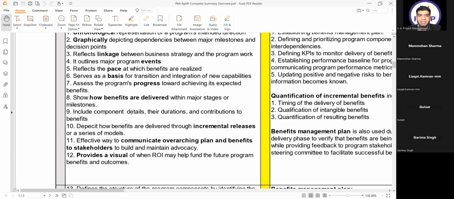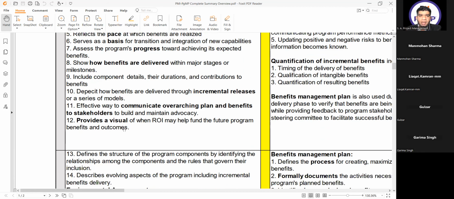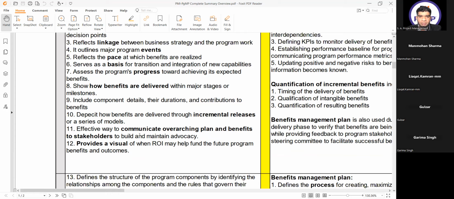Include component details, their durations and contributions to the benefits. Depict how benefits are delivered through incremental releases or series of models. Effective way to communicate the overarching plan and benefits to the stakeholders. Provides a visual of when return on investment may help fund the future program benefits and outcomes. So these are the keywords of the program roadmap.